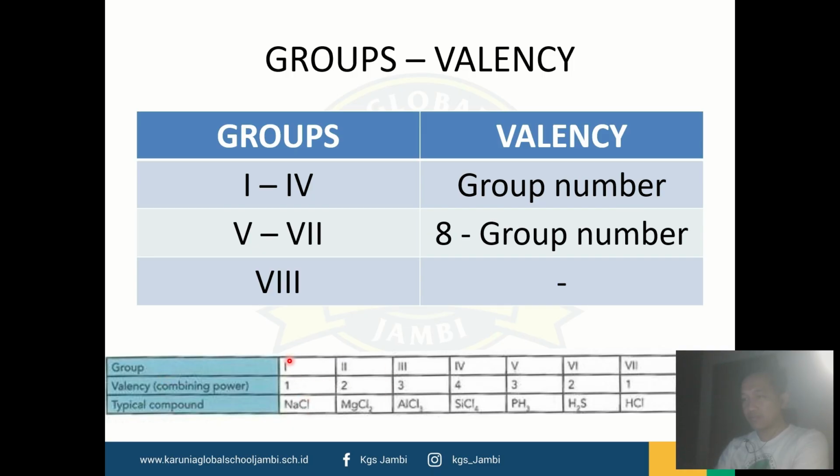So the common compound for group 1, for example sodium. Sodium is usually connected to chlorine, NaCl. This is sea salt. This is an example for magnesium chloride, and then aluminum with 3 Cl, and so on. Here is an example of chlorine in group 7 combined with hydrogen.